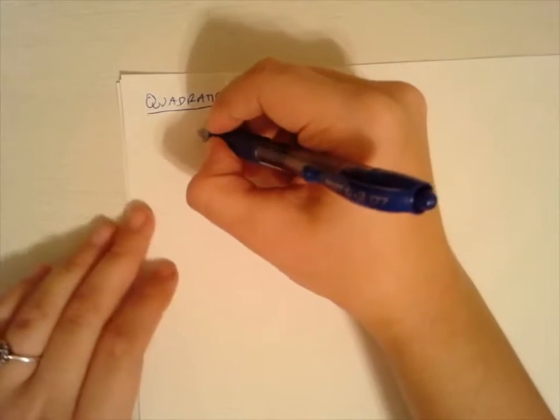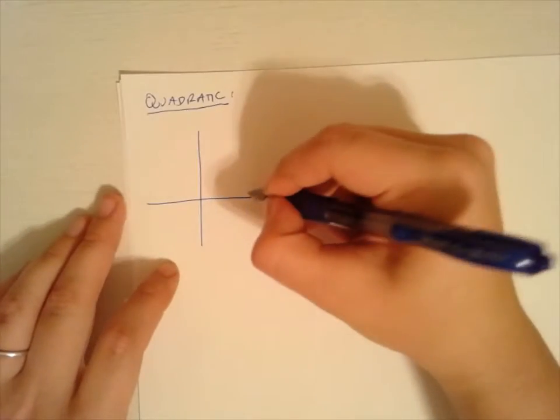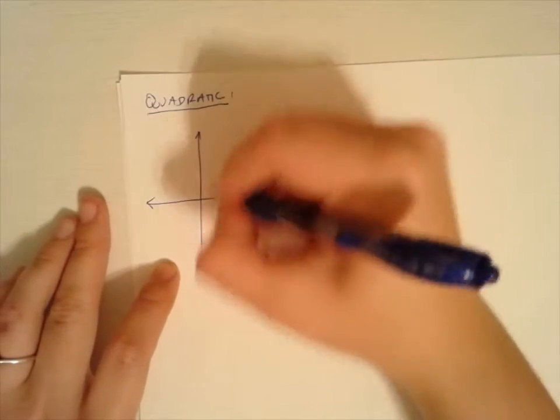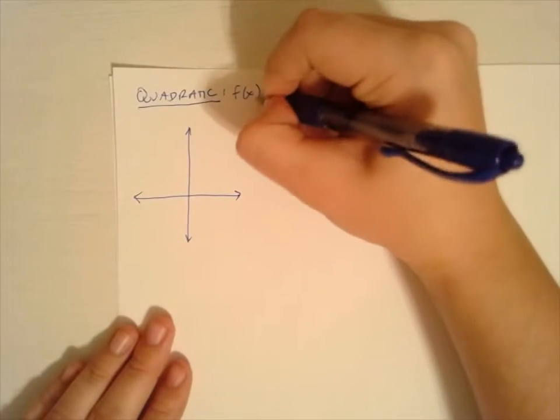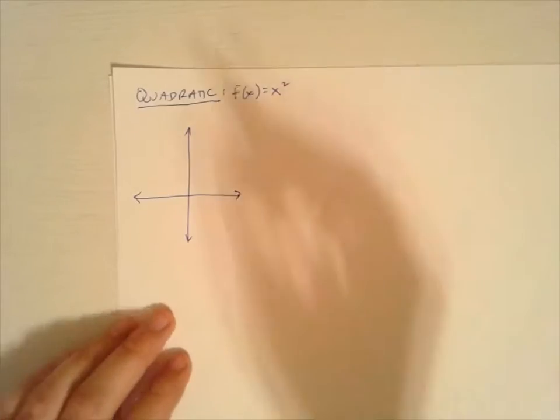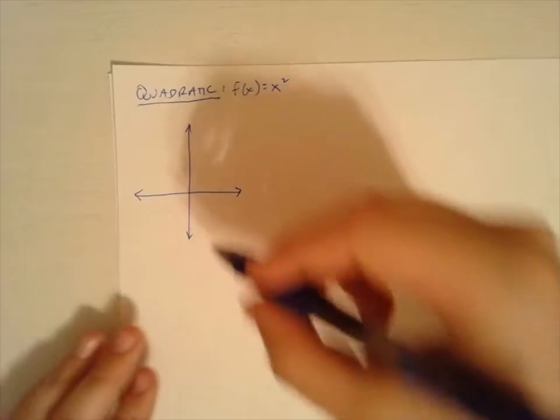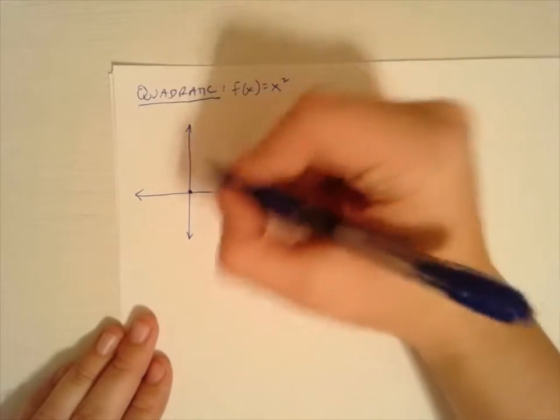And remember, the quadratic is that classic parabola shape. It's important that you should know some basic points of the quadratic. If we have f of x equals x squared, that's our parent function for the quadratic. And we know there's a point at 0, 0.